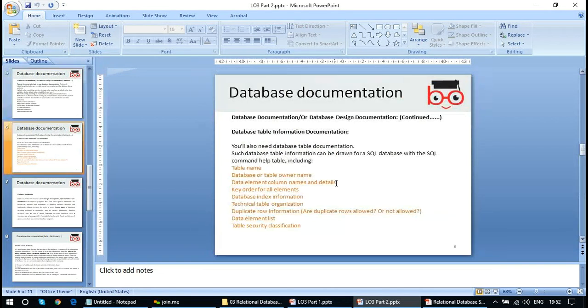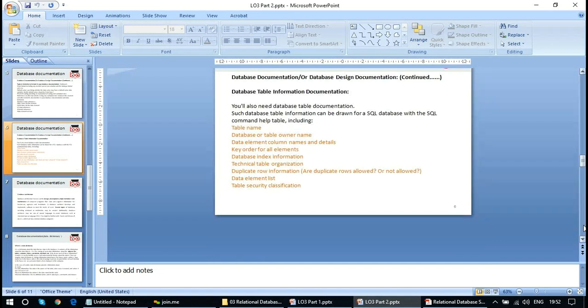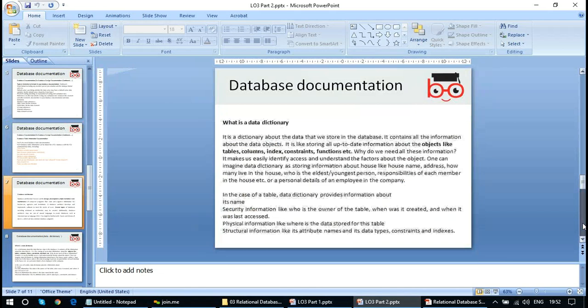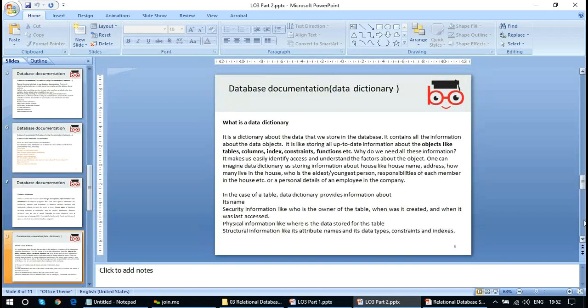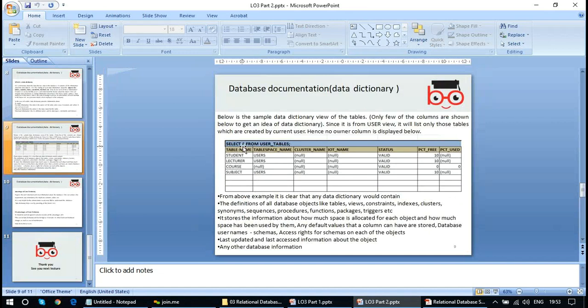If you talk about the table, then a table will have a name, a database table or owner name, data element column names and details, key order for all elements, database index information, technical table organization, duplicate rows, data element list, which looks like this. Like select asterisk from user tables. Now, this is a valid command in the database.